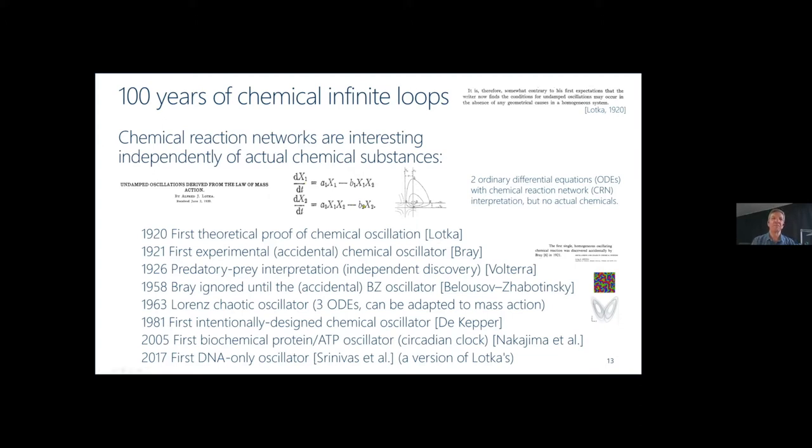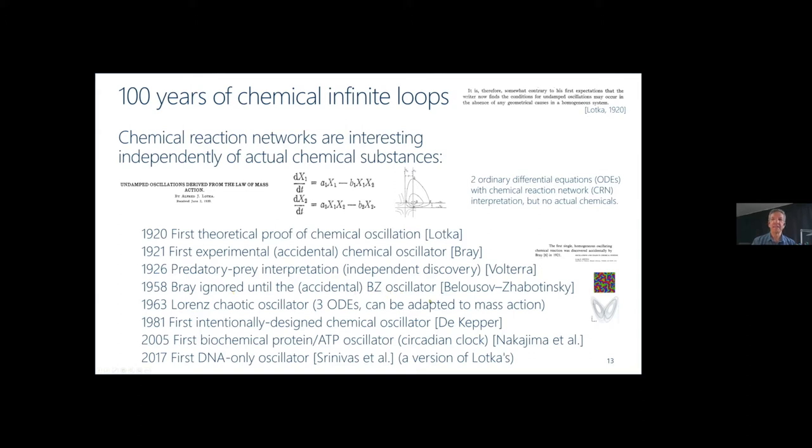It so happens that the next year, a guy called Bray accidentally discovered a chemical oscillator like this, but nobody believed him because they didn't believe that a chemical system could oscillate. So he was forgotten for almost 40 years, before somebody else discovered another one. In 1926, Volterra wrote his book on ecological systems, and in one of the systems he had exactly the same ODEs as Lotka. So it's now called the Lotka-Volterra system. Volterra was thinking about rabbits, not chemicals, but it's basically the same dynamical system.